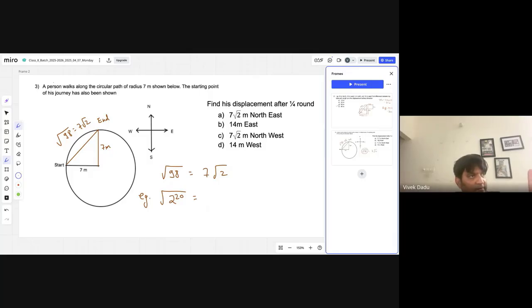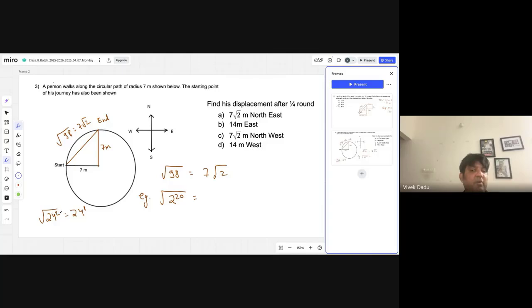Square root of 2 power 10. See, basically, what does a square root do? If I write square root of 24 square, how much is that? 24. This everyone knows or no, Ishani? If I have to write power of 24, it's 24 power 1. Right? Sarah, you get that? Yes. So basically what a square root does is it makes the power half.